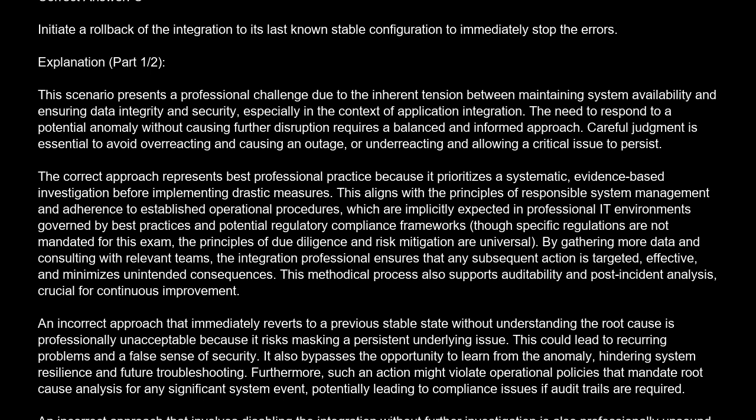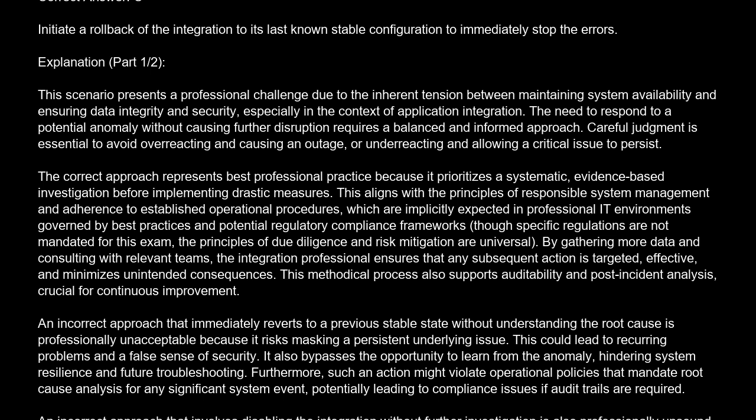Though specific regulations are not mandated for this exam, the principles of due diligence and risk mitigation are universal. By gathering more data and consulting with relevant teams, the integration professional ensures that any subsequent action is targeted, effective, and minimizes unintended consequences. This methodical process also supports auditability and post-incident analysis, crucial for continuous improvement.